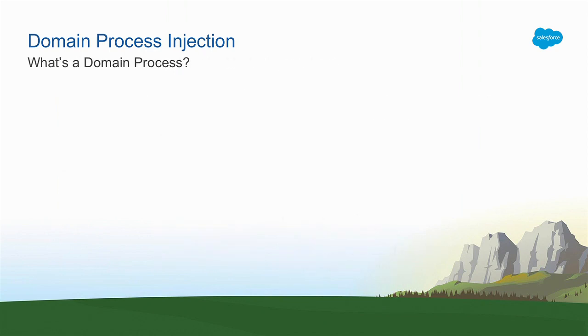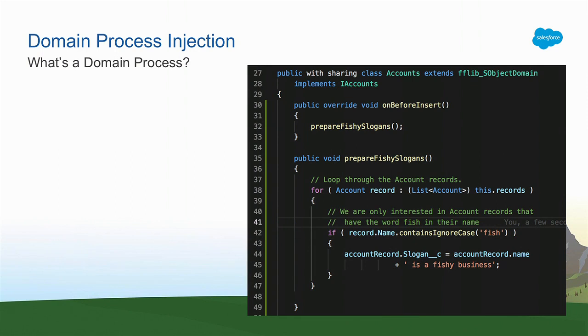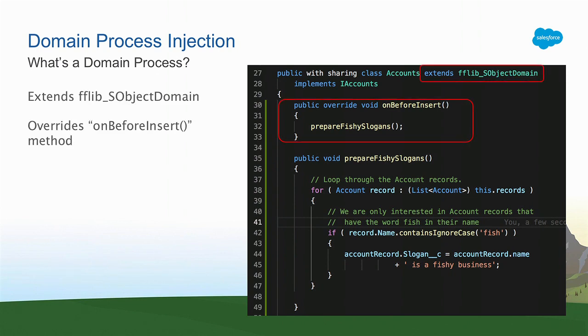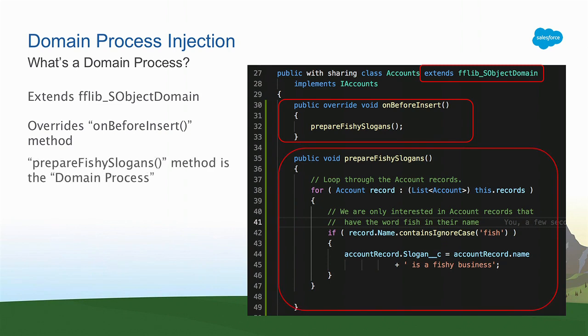well, actually, let me back up a little bit, sorry. Let me talk about what I mean when I'm saying domain process. So normally, what you would end up doing, this should look familiar to anybody who's working with the fflib pattern. This is a basic raw accounts domain class. It extends the fflib SObject domain. It has methods that you can override for various trigger events, in this case, on before insert. And then you have some level of logic. So that logic is captured there, and that's what we're trying to work with.